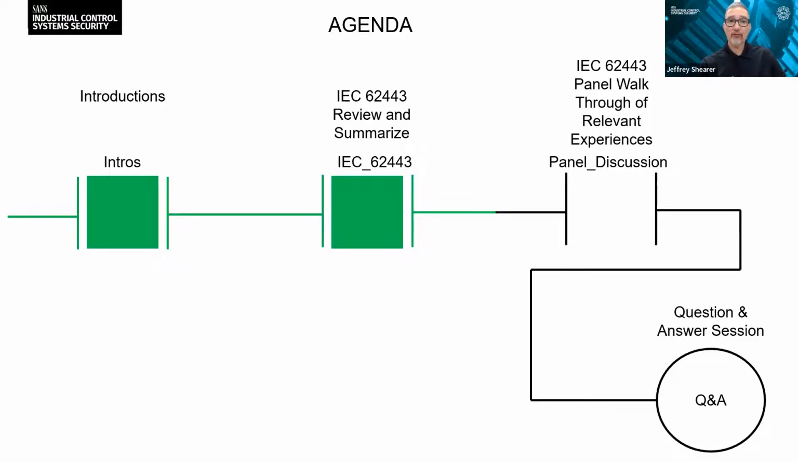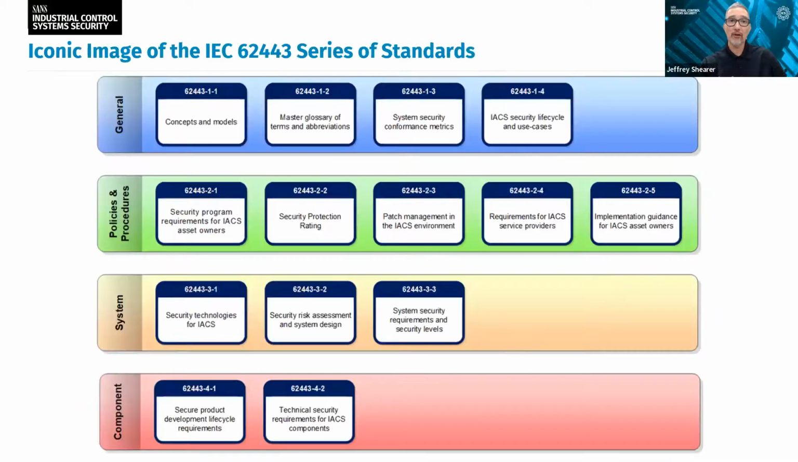Just give a brief review and summarize kind of my experiences with it and pull out maybe a few nuggets. This is a very iconic image of what is involved with the 62443 standards. And you can see that it is a series of documents. It isn't just one great big thick book. It is actually broken into many different categories, everything from the top level, which is the general row, all the way down to the bottom, which are components.